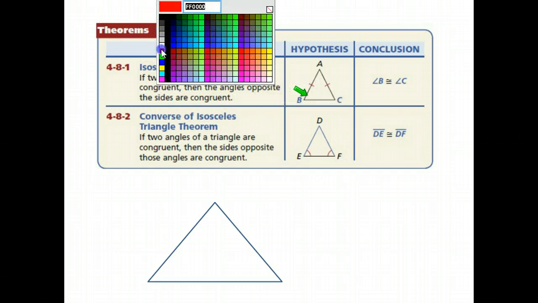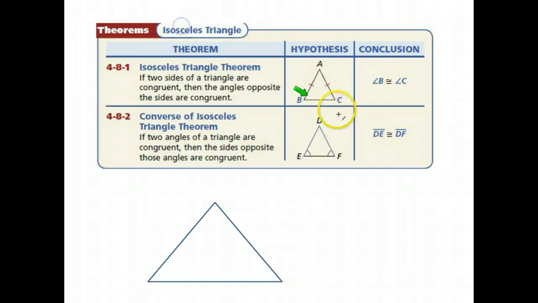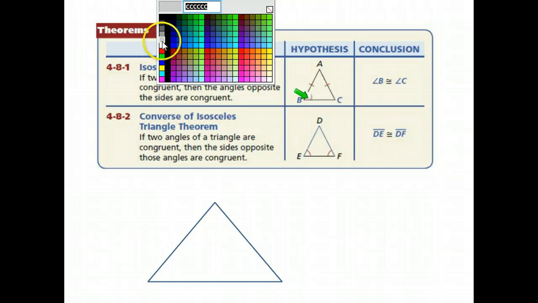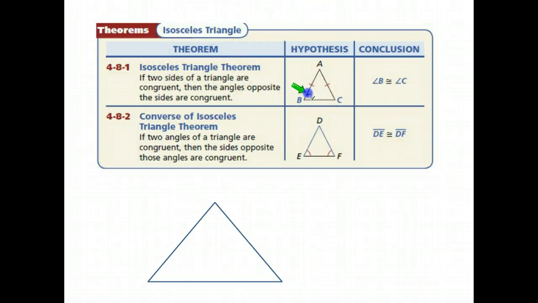Let me get a pen out real quick so I can mark it. So this angle here is congruent to the angle opposite the other congruent side, so here. So in an isosceles triangle, you have two congruent sides and two congruent angles.